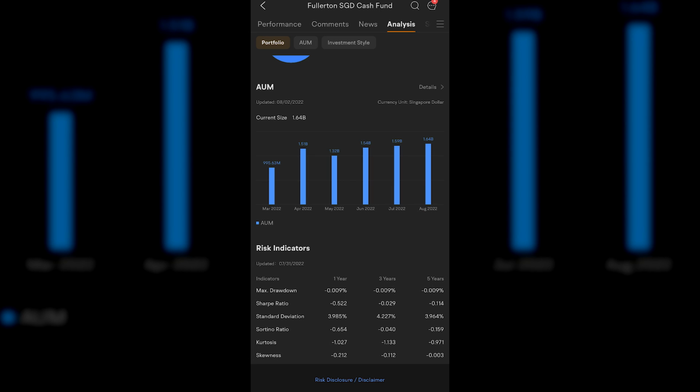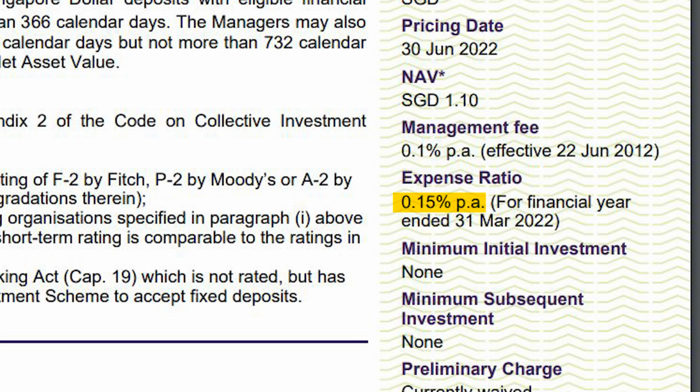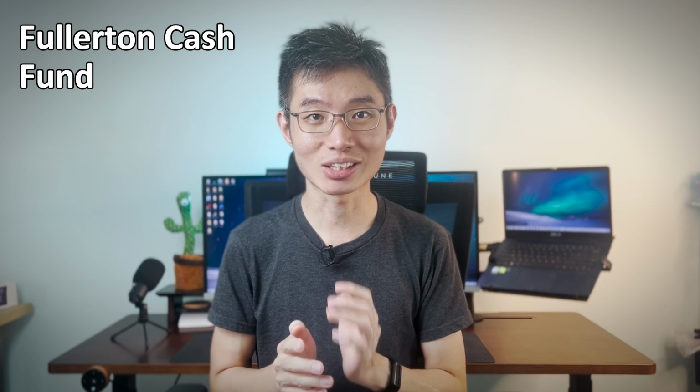In fact, the max drawdown for the past 5 years was just 0.009%, which is impressive. Finally, this fund has an expense ratio of 0.15%, which is considered quite cheap.